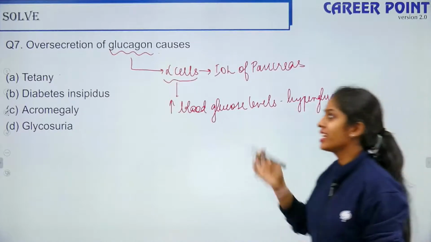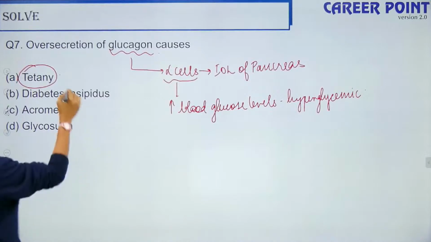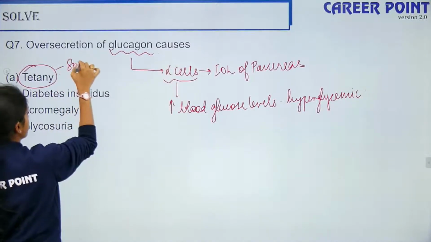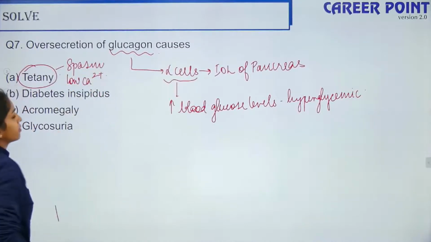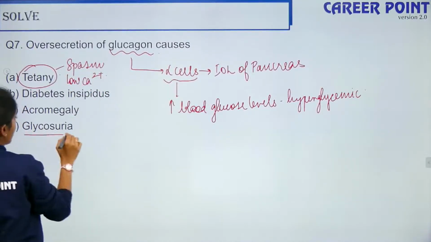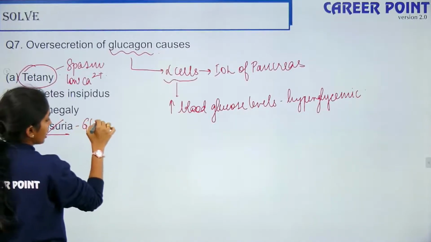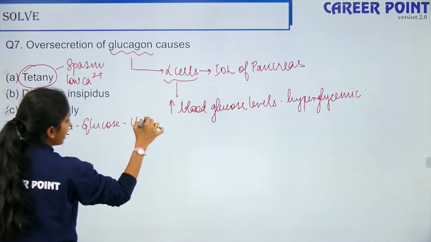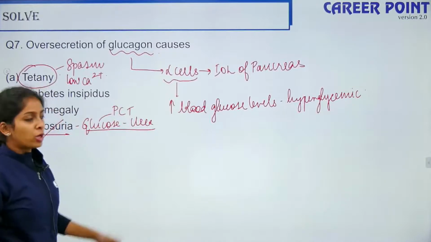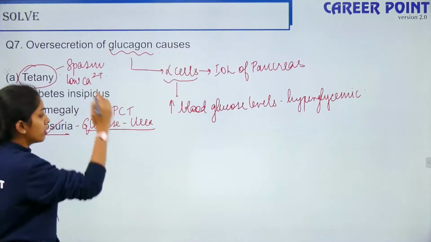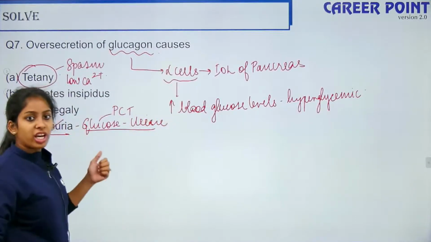Tetany is involved in your locomotion. Tetany is due to spasms, which is due to low calcium concentration. So why does this come here? Yes, glycosuria is the right answer. Glycosuria is when you eliminate glucose in your urine. Ideally glucose should be reabsorbed by your proximal convoluted tubule, right? But when you have increased blood glucose, the glucose comes out through your urine, not urea, urine. So here your answer is D.